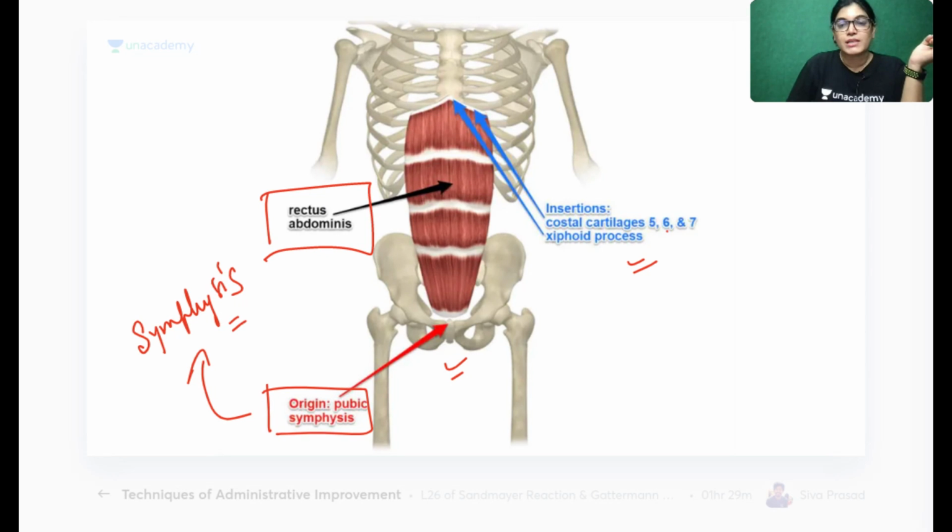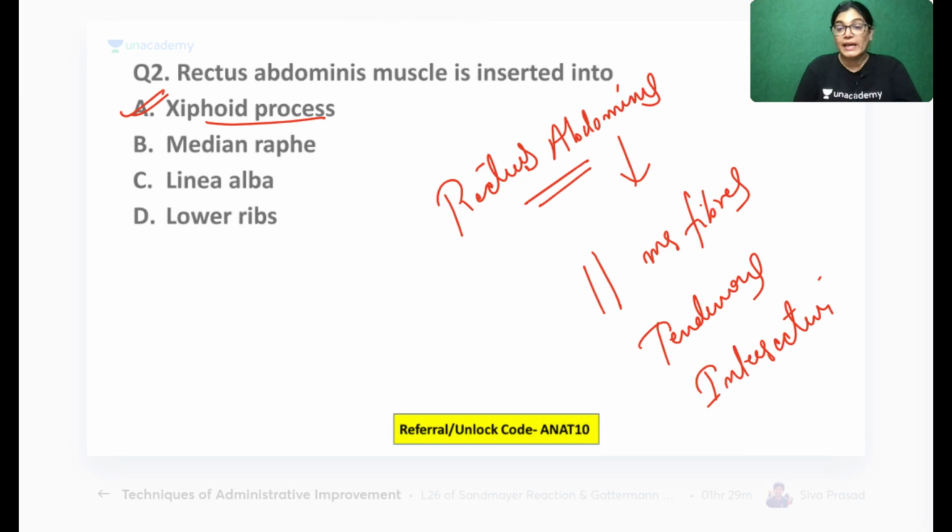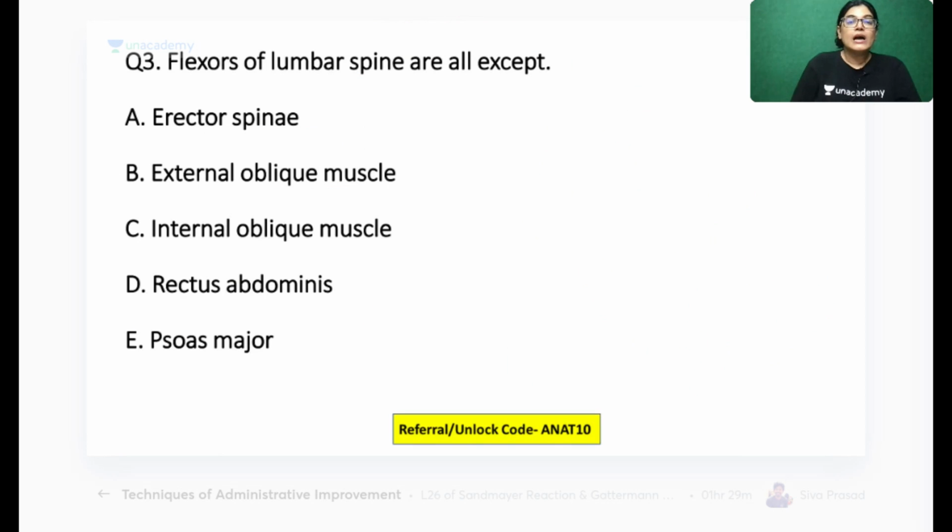It's inserting into the costal cartilage 5, 6, and 7, and also into the xiphoid process. So we can clearly appreciate in the diagram that it is inserting into the xiphoid process and the cartilages of the 5th, 6th, and 7th costal cartilages. So we have got A as the correct answer. Let's move on to the next MCQ.